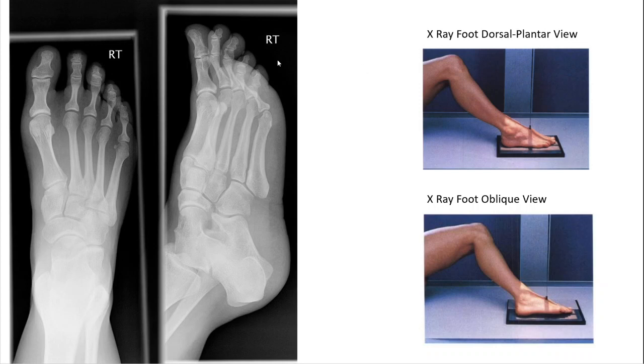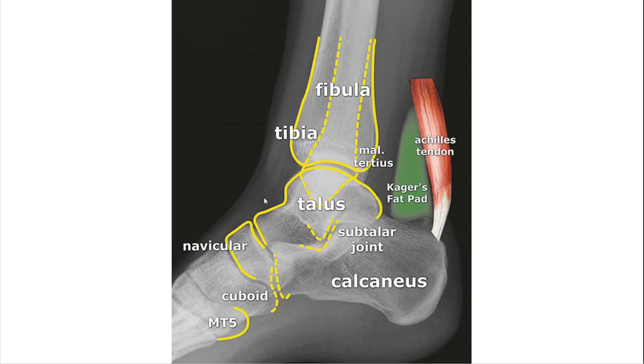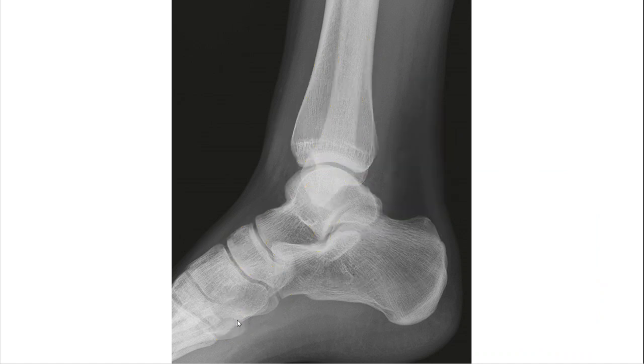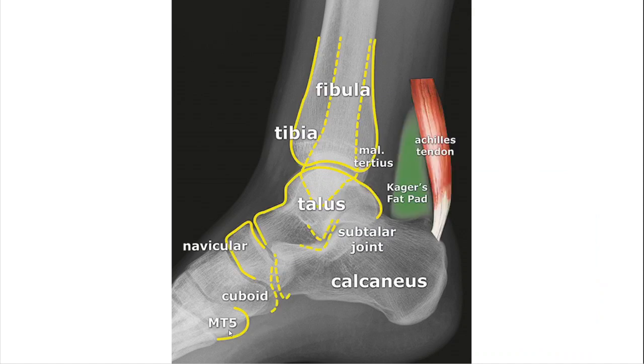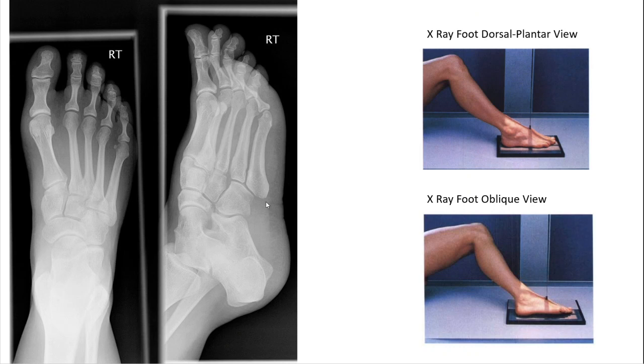Now in this oblique view, you can see the shadow of the cuboid very clearly. The lateral cuneiform, here the medial and intermediate cuneiforms are superimposed on each other. So to visualize the cuboid and the calcaneum in a better way, we do the oblique view. Here you can also see the fourth and the fifth metatarsals. This is the tuberosity of the fifth metatarsal bone. This is the part that was seen here, where the peroneus brevis comes and attaches, right?